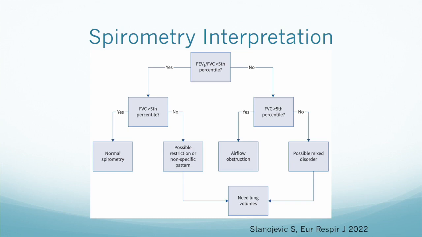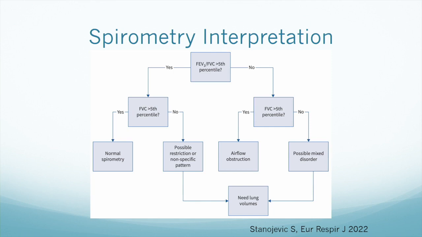So putting everything together, this is a good algorithm on how to think about your spirometry. Again, don't forget to look at the flow volume loops, but going through the number interpretation, we again start with the FEV1 to FVC ratio. We see if it's over the lower limits of normal, which is the 5th percentile. If it is above the lower limits of normal, and if the forced vital capacity FVC is also above the lower limits of normal, you have a normal spirometry. If the FVC is decreased in the setting of a normal ratio, it's encouraged to get lung volumes to look for possible restrictive lung disease.